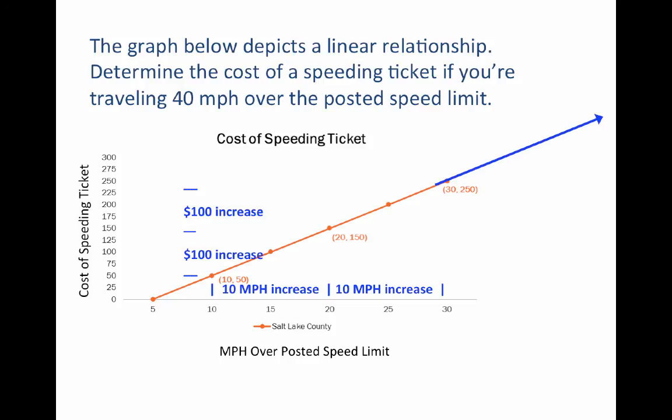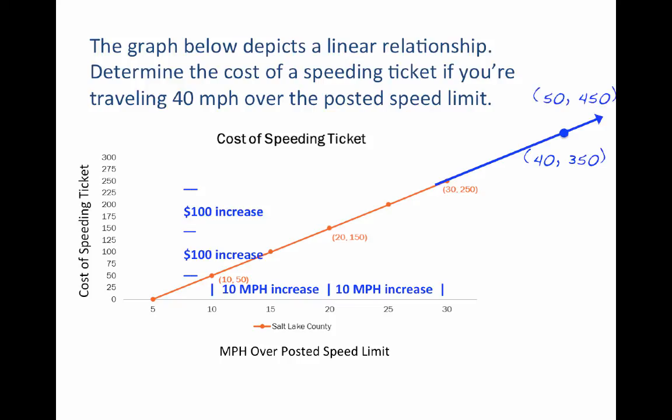So if we extend the line and graph the point for 40 miles per hour, we can see that that's a 10 miles per hour increase above 30, which means that we have a $100 increase in y. That would be the point (40, 350). Pause the video and see if you can find the cost of the ticket when we have 50 miles over the posted speed limit.